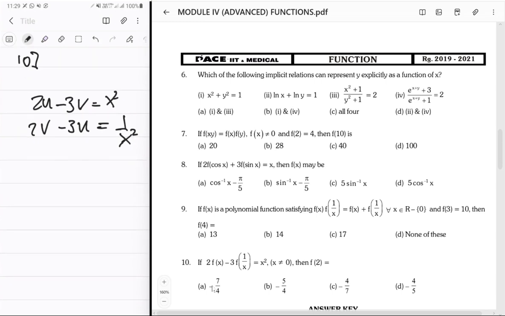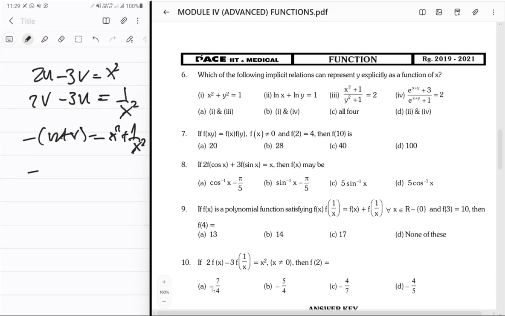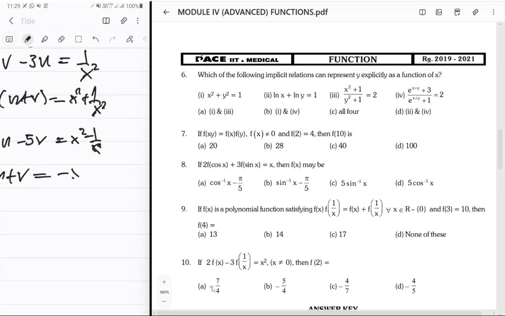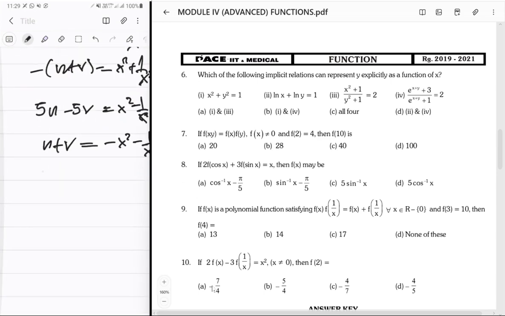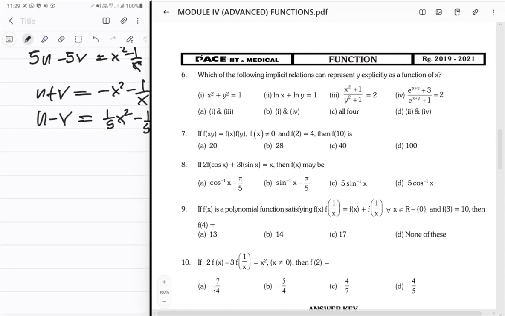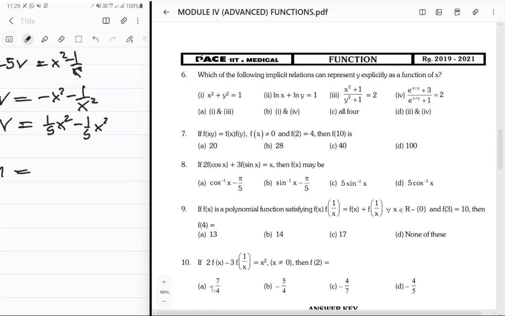Just add these up. So you'll get negative u plus negative v is equal to x squared plus 1 upon x squared. And then you can also subtract, so you'll get 5u minus 5v is equal to x squared minus 1 upon x squared. So u plus v is just equal to negative x squared minus 1 upon x squared, and then u minus v is just equal to 1/5 x squared minus 1 upon 5x squared. Then just add these, so you get 2u. f of x is what we want, of course.